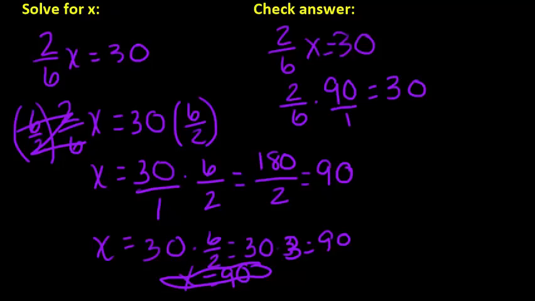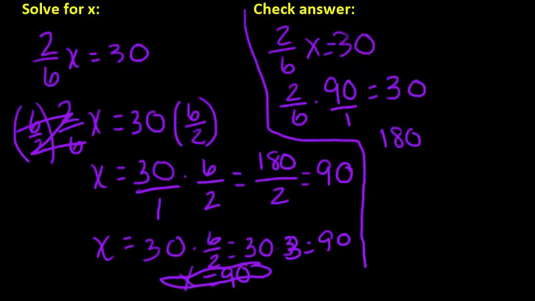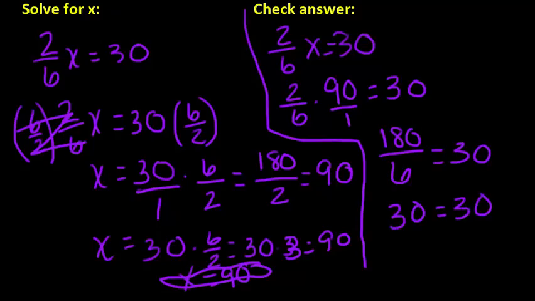Make 90/1. So 2 times 90 is 180. 6 times 1 is 6. And 180 divided by 6 is 30. So the statement is true.